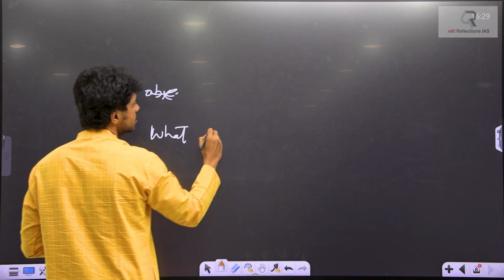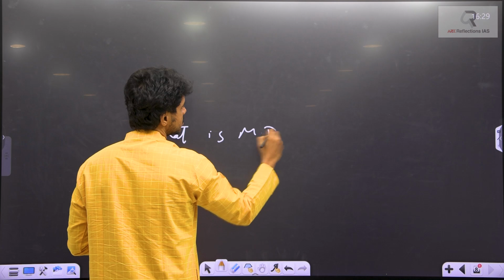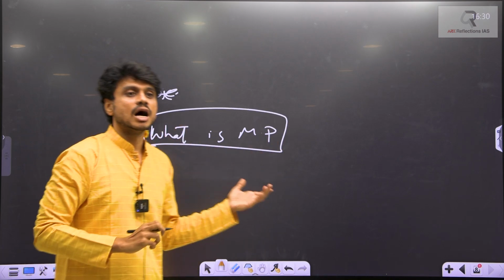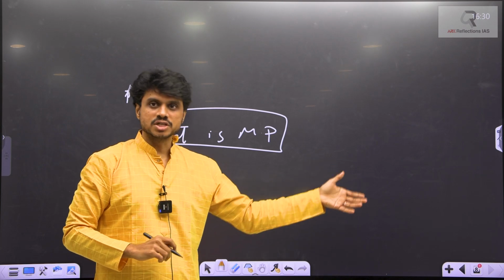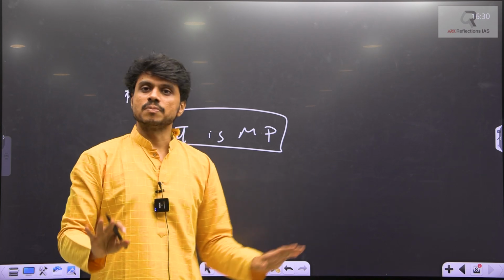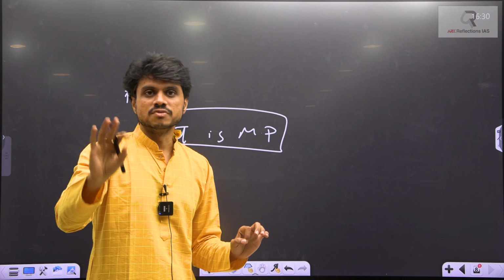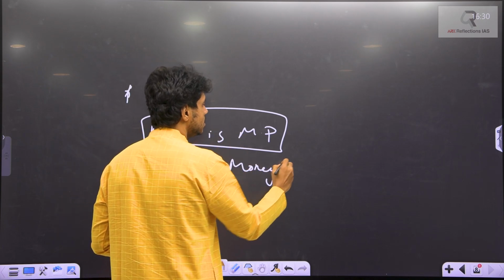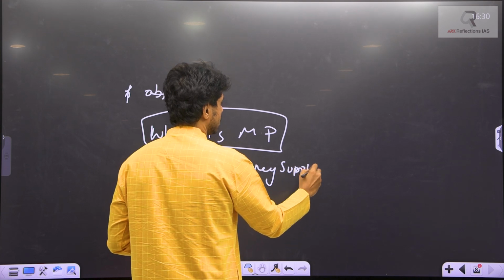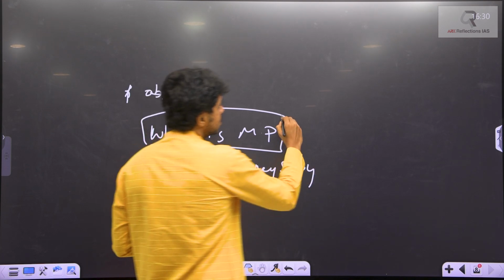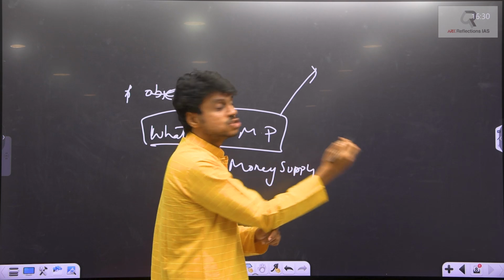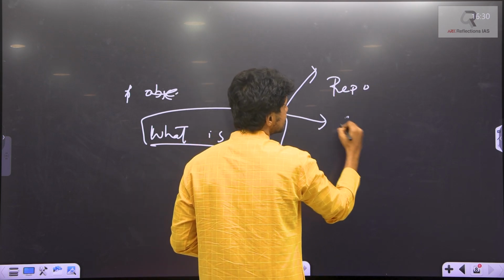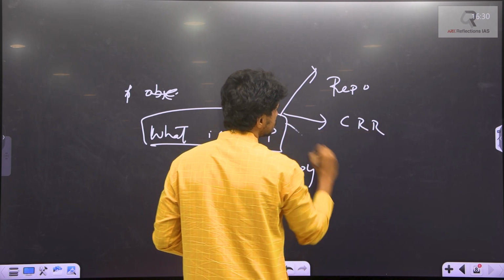What is monetary policy? Basically these are steps taken by the RBI or Monetary Policy Committee to control the money supply in the market. That's it. Very simple. And money supply you are controlling. So here we have seen various instruments. Repo instrument. Then I have told you CRR. Then I have also told you SLR.